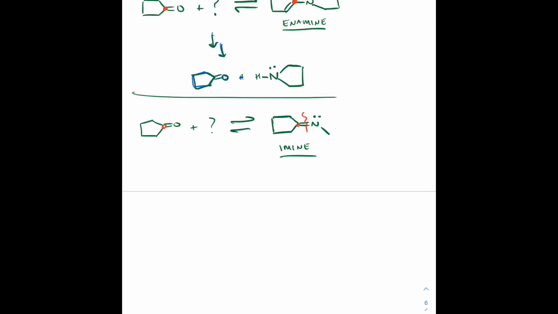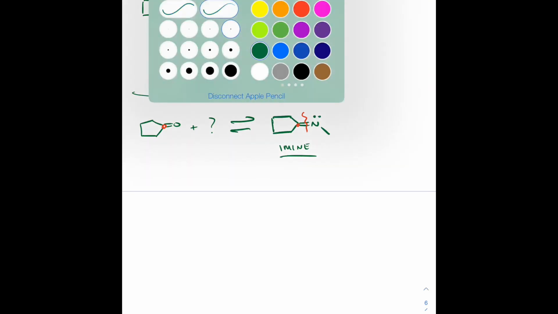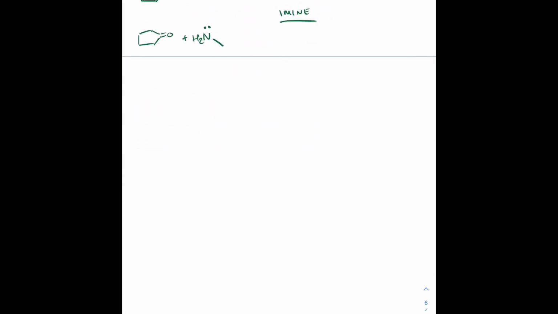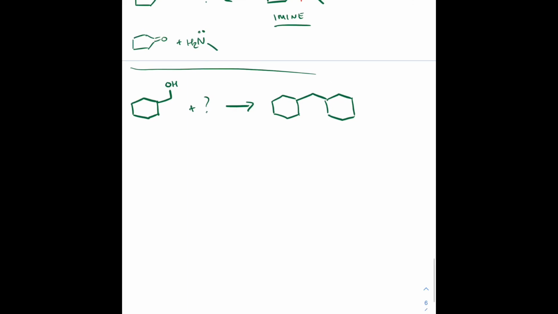Cyclopentanone with what reagent gives you the imine product? So notice again, I've highlighted in red that carbonyl carbon. And since we have a nitrogen with only one group on it, that's indicative of a primary amine, which would give us an imine product. And so working backwards is a little bit easier in this case. And so we've got our carbonyl as well as methylamine.